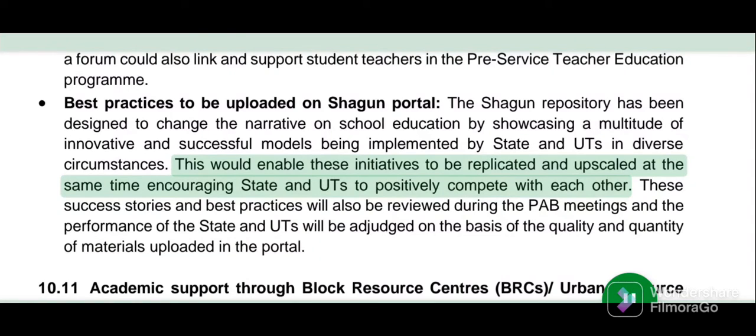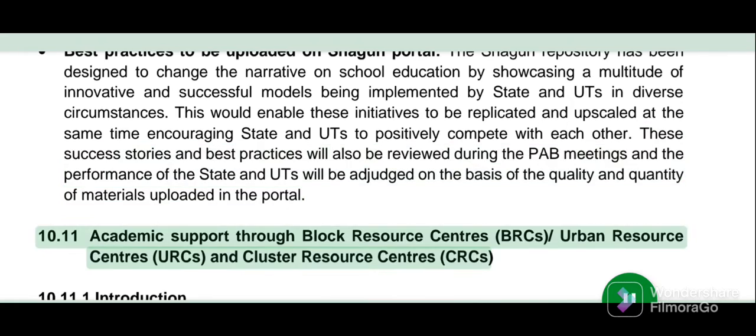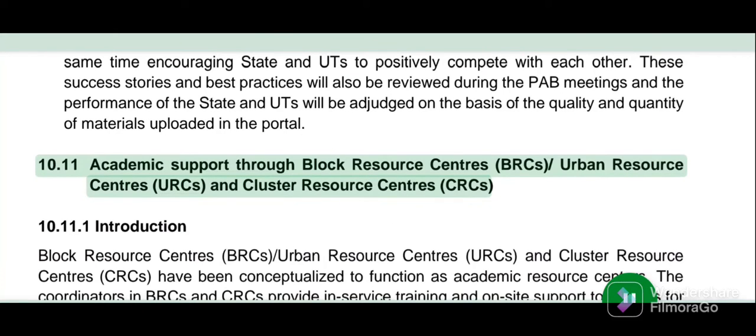compete with each other. These success stories and best practices will also be reviewed during the PAB meetings, and the performance of the states and UTs will be adjudged on the basis of the quality and quantity of materials uploaded in the portal. 10.11 Academic support through Block Resource Centers (BRCs), Urban Resource Centers (URCs) and Cluster Resource Centers (CRCs).